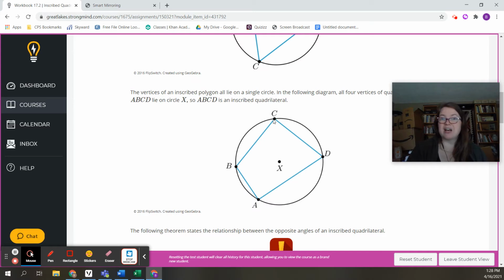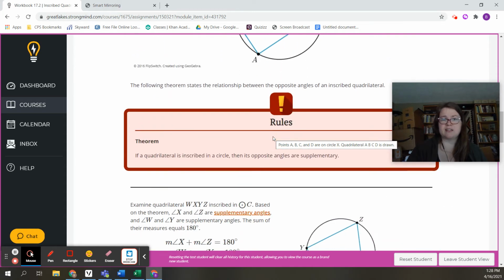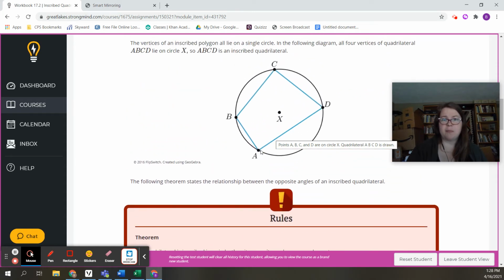So this is a quadrilateral inscribed inside of a circle. And what the rule says is that these opposite angles, so A and C, are supplementary. Supplementary, remember, means adds to 180. So B and D would be supplementary. So if they're directly across from each other, or opposite of each other, they add up to 180.